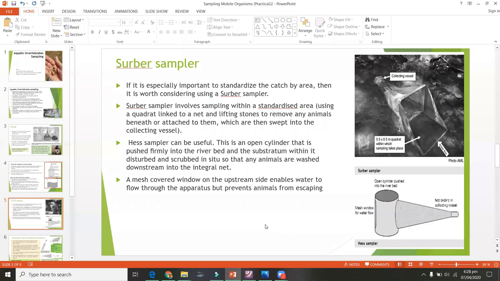Such a sampler is also used for the sampling of invertebrates from the bottom of streams and rivers. You can even apply such samplers in estuaries and coastal areas. Estuaries are the transitional zone between freshwater and marine water.